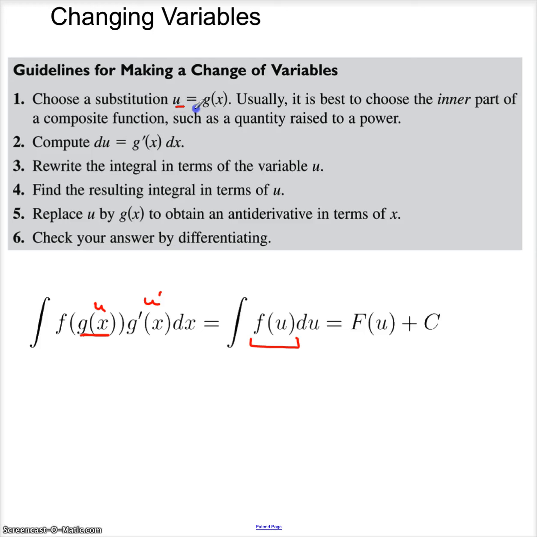after you choose what your u is, and then compute du, you need to rearrange everything in terms of u. Now you may have to do some multiplying around of things. And then you'll get your general solution in terms of u. And then you're going to come back and replace your u and get it back in terms of x. So you're going to replace all of your u's in your solution with g of x. And then you're going to check your answer by taking the derivative.